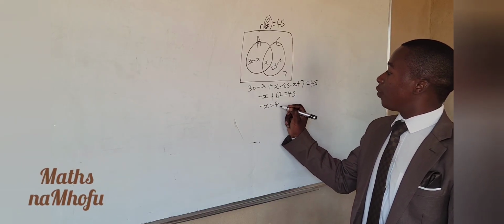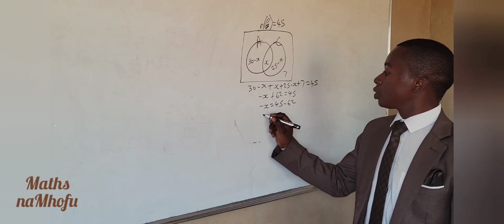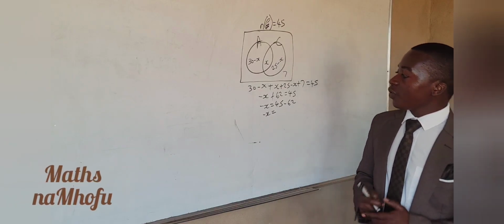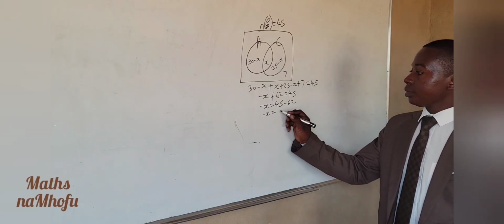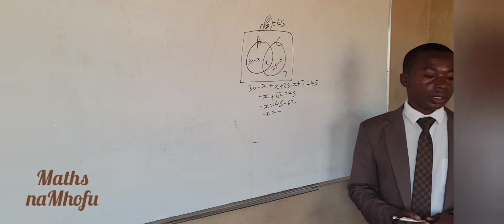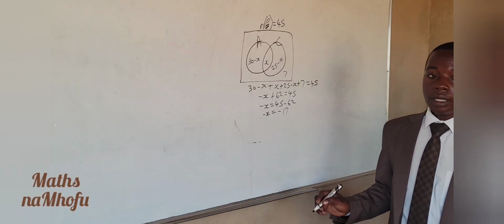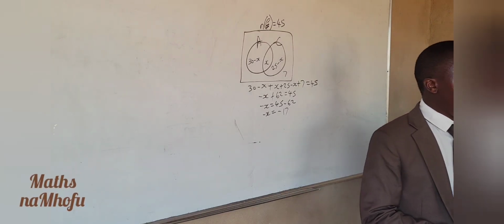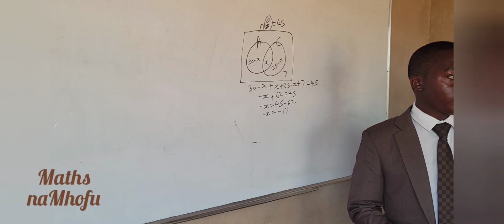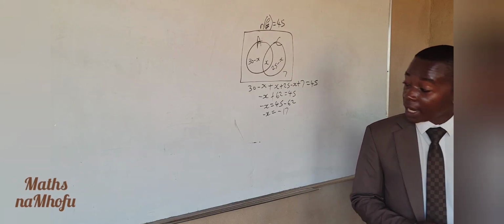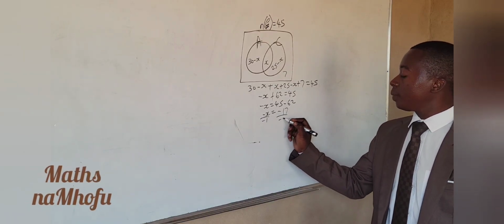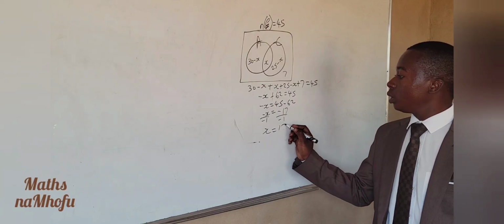Minus x equals 45 minus 62. What is the answer? It's negative what? Negative 17. Right? Yeah. Then remember, as I told you, people cannot be negative, right? And normally in algebra, the negative sign, you divide by negative 1 on both sides. So x is equal to 17.